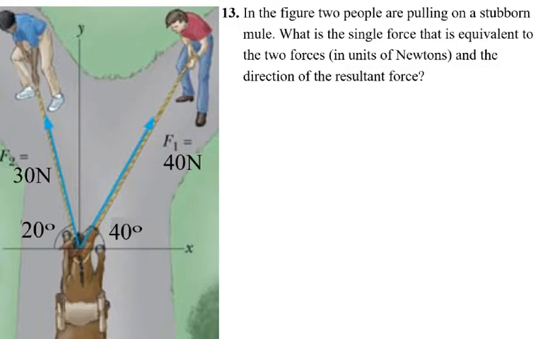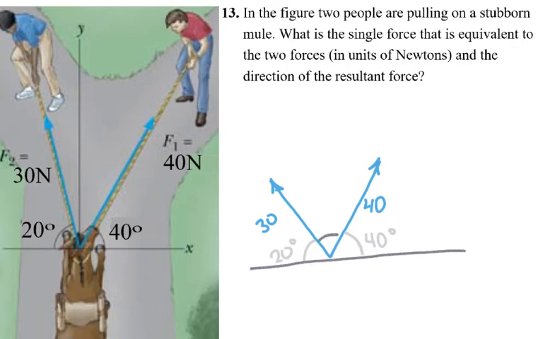So I'm going to write the forces that are acting. I have one force in this direction, and that one is 30 newtons. And then the other force is 40 newtons. And the angle that they make, this angle is 40 degrees, and this angle is 20 degrees. That means the angle that is left right here, so this whole line is 180 minus 60, so this is 120 degrees.